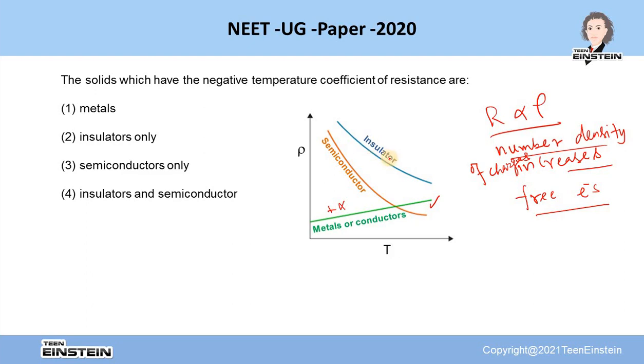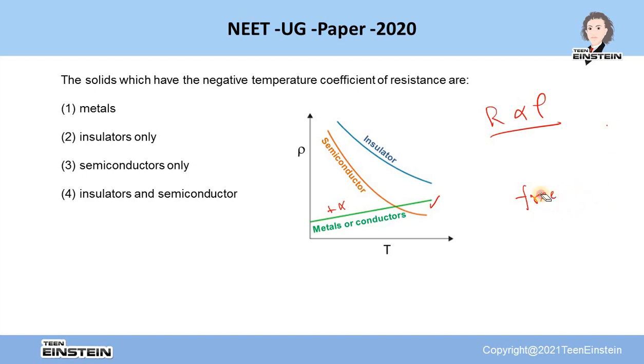And in case of insulators also, the number of charge carriers increases as you increase the temperature, and hence the resistivity or the resistance decreases in case of insulators also. So we can see they have negative slope. So insulators and semiconductors have negative slope. Therefore both insulators and semiconductors have negative temperature coefficient of resistance. So the fourth option will be the correct answer for this question. Thank you.